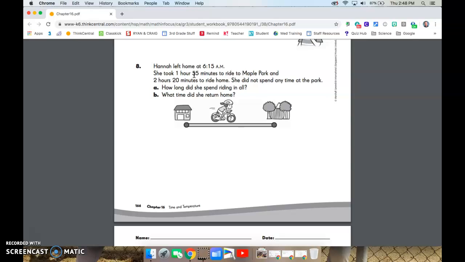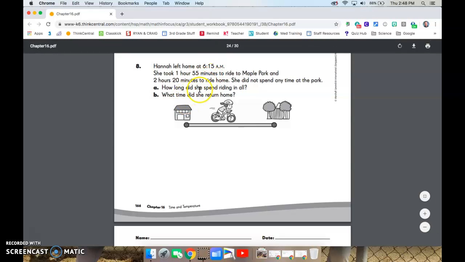That changes us from 3 hours now to 4 hours. And 75 minus 60 is 15. So 4 hours and 15 minutes, okay? Now remember, 4 hours, 15 minutes, right? Now, what time did she return home?